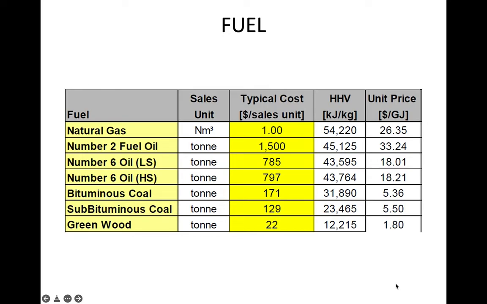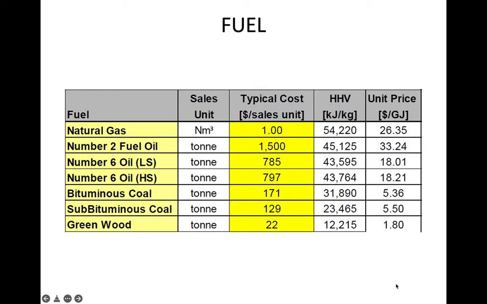Bituminous coal is coal that has a higher heating value, around 31,890 kilojoule per kilogram, or maybe about 5,500 kilocalorie per kilogram. It is called bituminous coal.